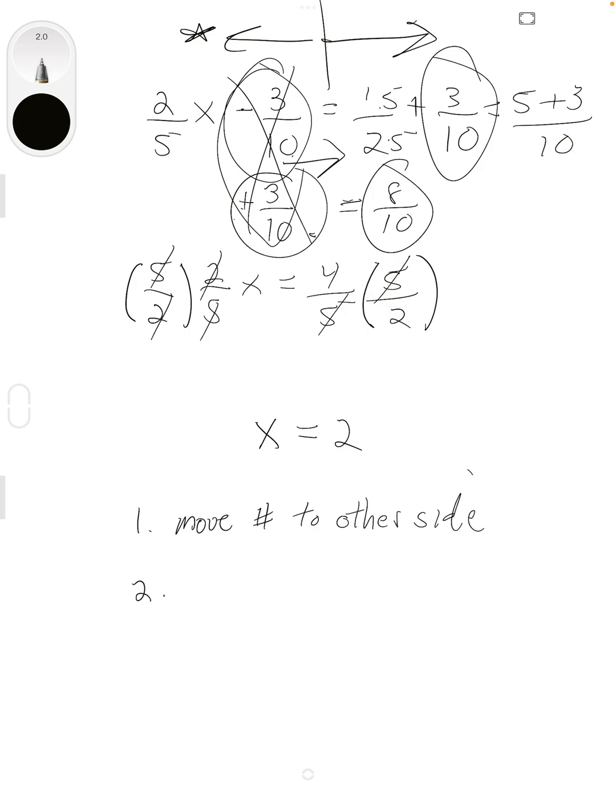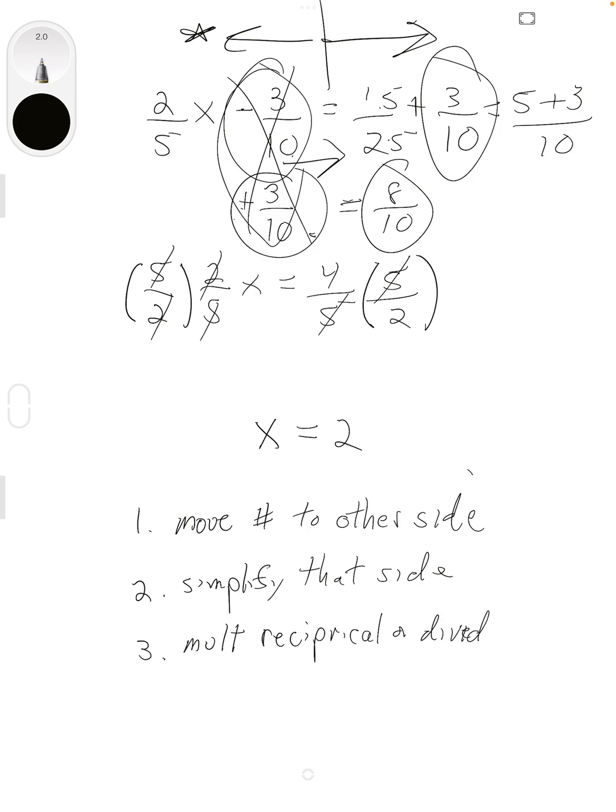Second step is simplify that side. And then the third step is you're going to multiply the reciprocal, or divide, the number in front of the letter. Okay. Long way of saying it, but that's actually what happens.